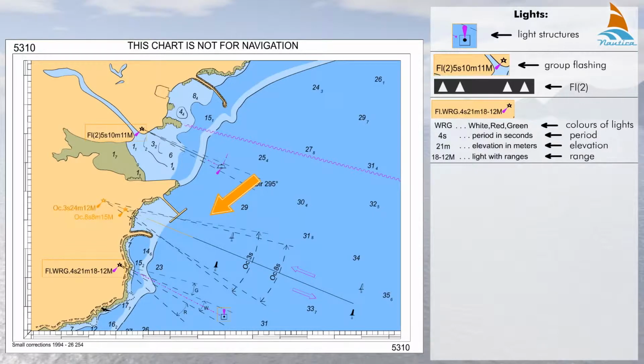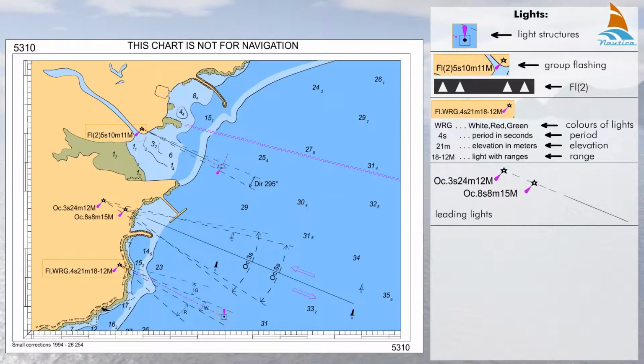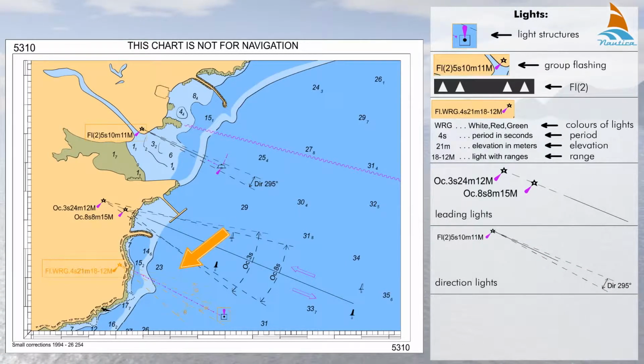leading lights, lights in line, direction lights, sector lights, and lights with limited times of exhibition.